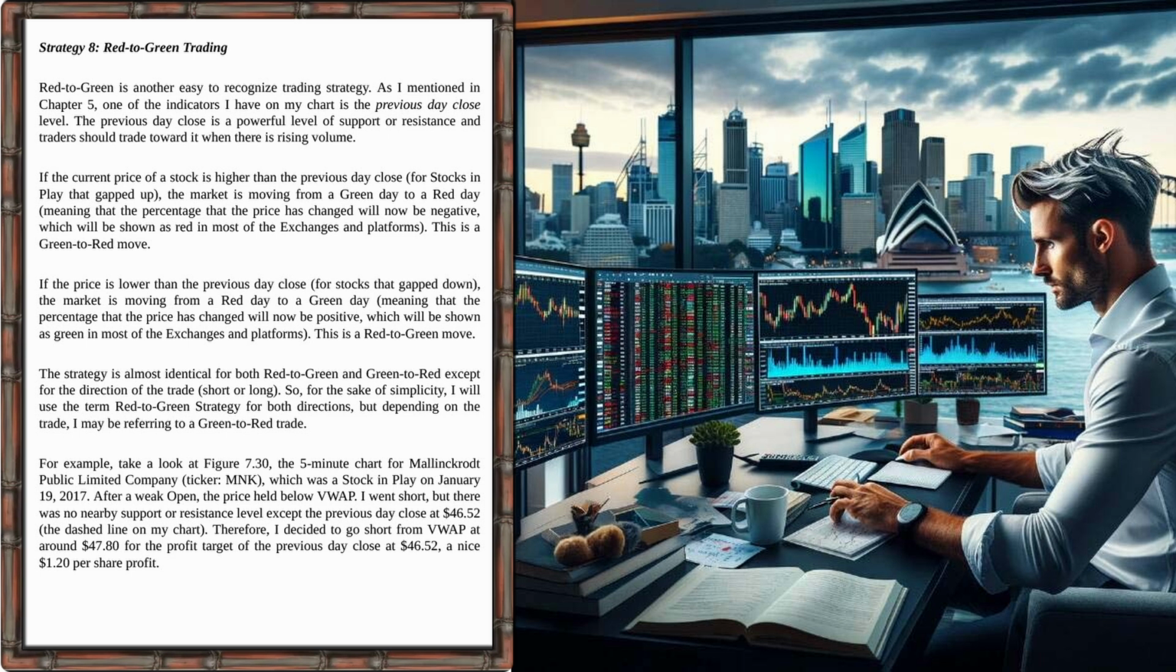If the price is lower than the previous day close, for stocks that gap down, the market is moving from a red day to a green day, meaning that the percentage that the price has changed will now be positive, which will be shown as green in most of the exchanges and platforms. This is a red to green move. The strategy is almost identical for both red to green and green to red, except for the direction of the trade, short or long. So for the sake of simplicity, I will use the term red to green strategy for both directions. But depending on the trade, I may be referring to a green to red trade.